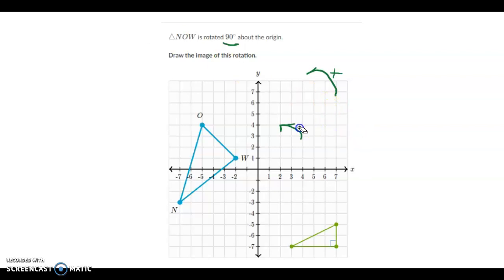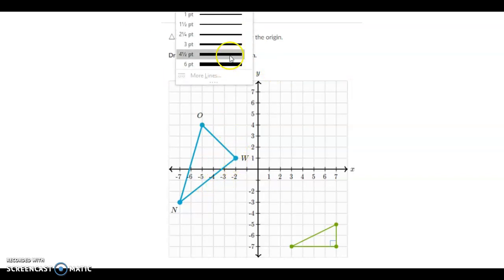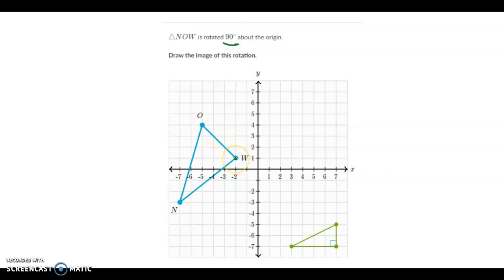Let me get rid of some of this stuff. Let's take this first point. Let's take this point. Now, let's take a look at how we get to that point moving in the X and Y direction. I'm going to travel 2 units in the negative X direction and then 1 unit up. It is that movement that we're going to rotate 90 degrees.